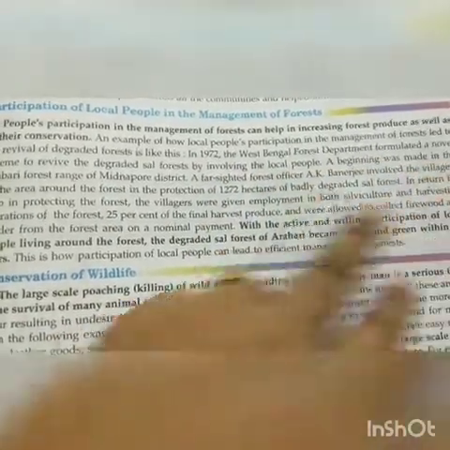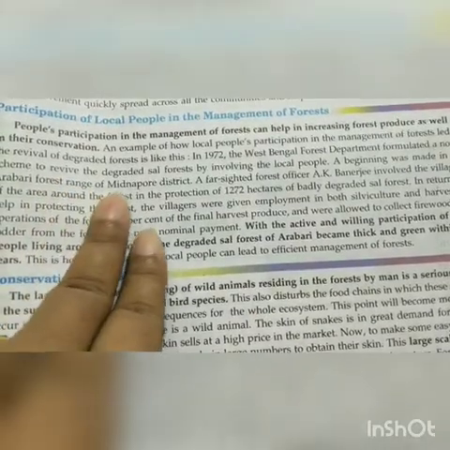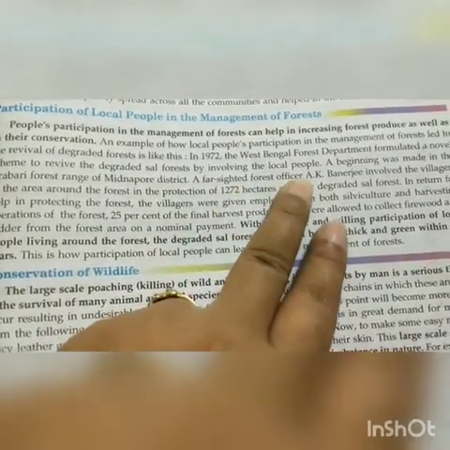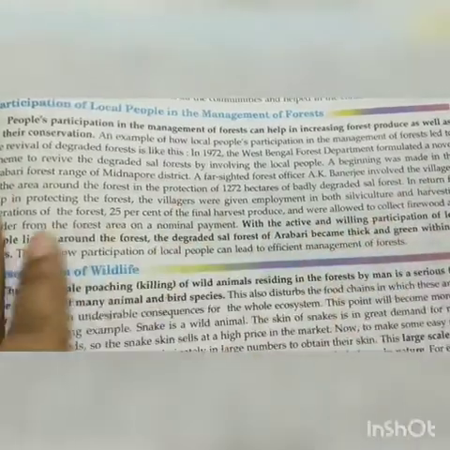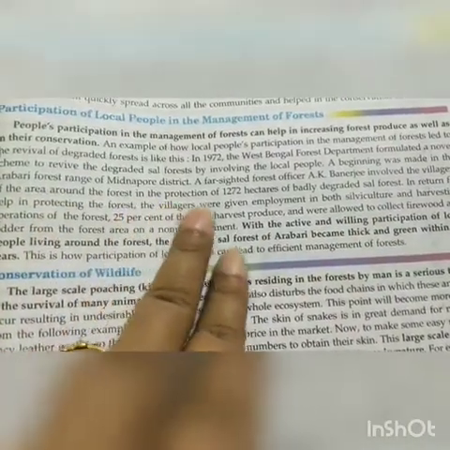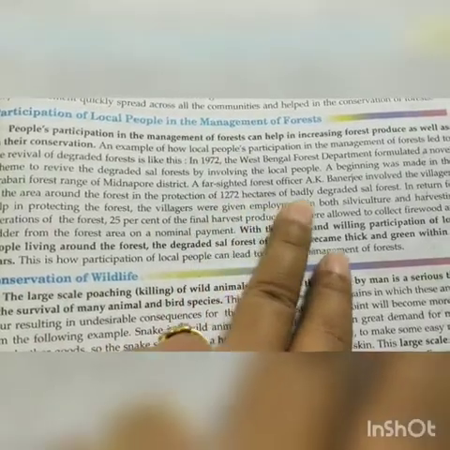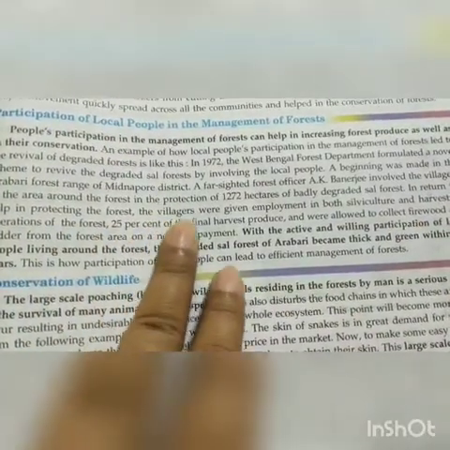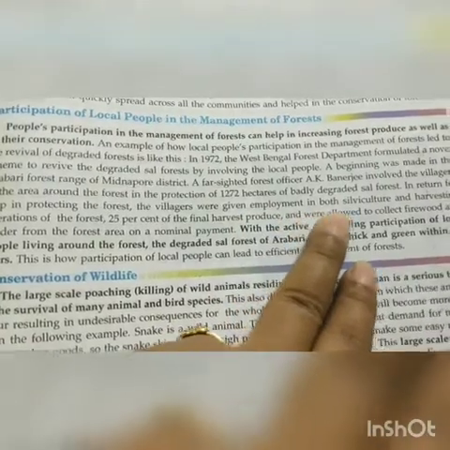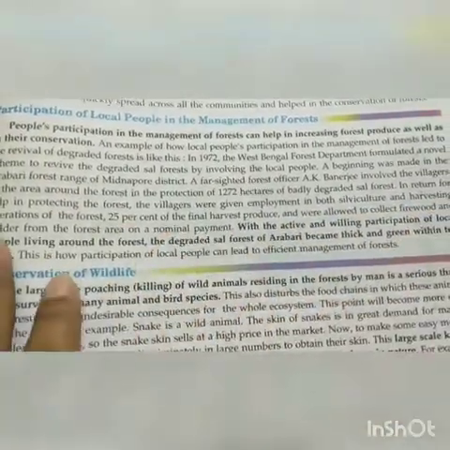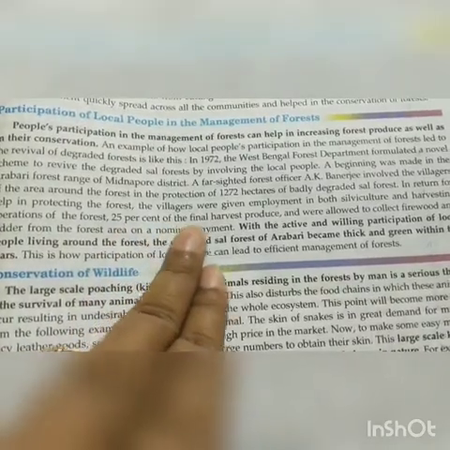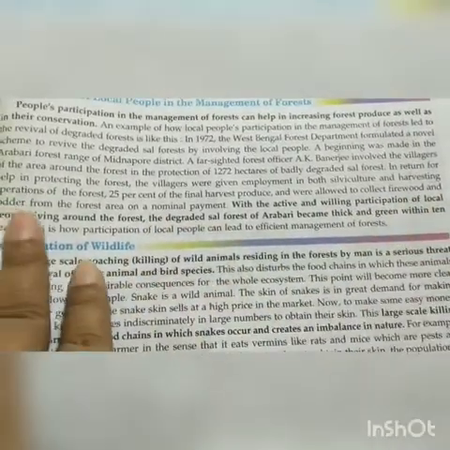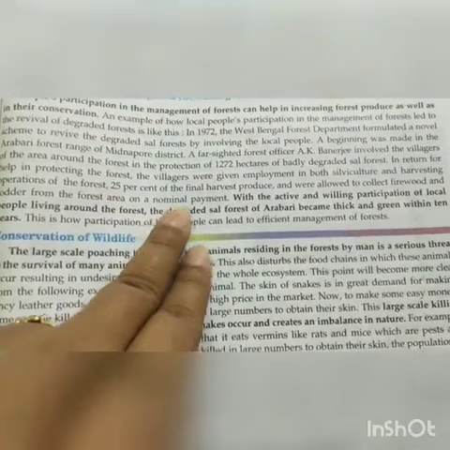A beginning was made in the Arabari forest range of Midnapore district. A far-sighted forest officer, A.K. Banerjee, involved the villagers of the area around the forest in the protection of 1272 hectares of badly degraded Sal forest. In return for help in protecting the forest, the villagers were given employment in both silviculture and harvesting operations of the forest, 25% of the final harvest produce, and were allowed to collect firewood and fodder from the forest area on a nominal payment.